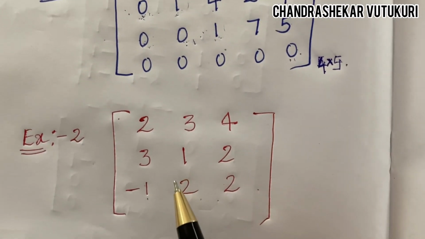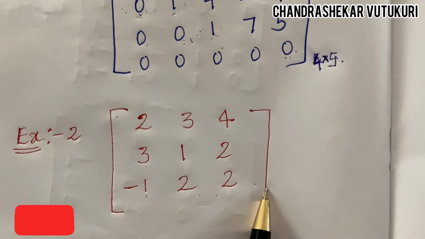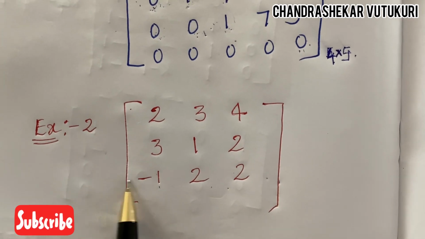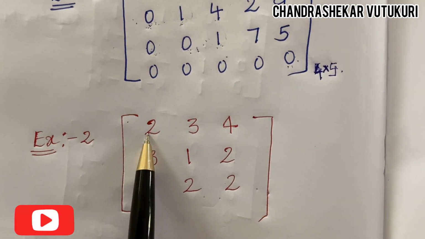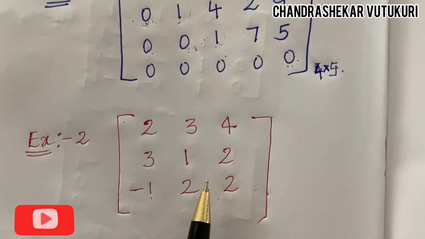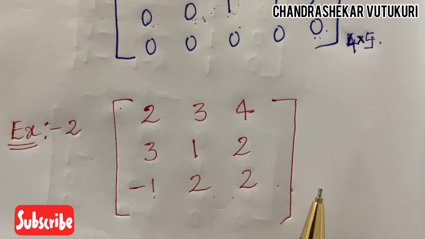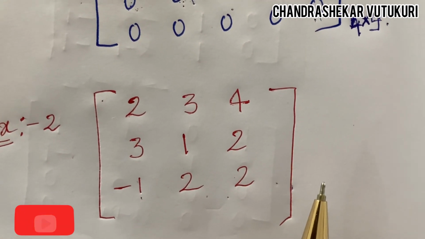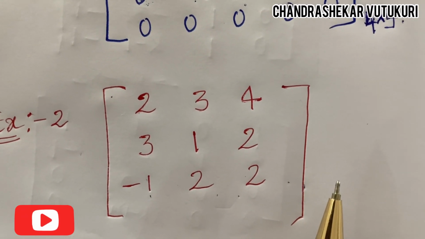Later, if you take into consideration one more example here, this is a 3 by 3 matrix. If you look here, the first non-zero element in a row is not unity. Hence this matrix is not in echelon form. We need to reduce this matrix to satisfy the echelon form. Please do work it out. I am going to work it out for you all in the next video.